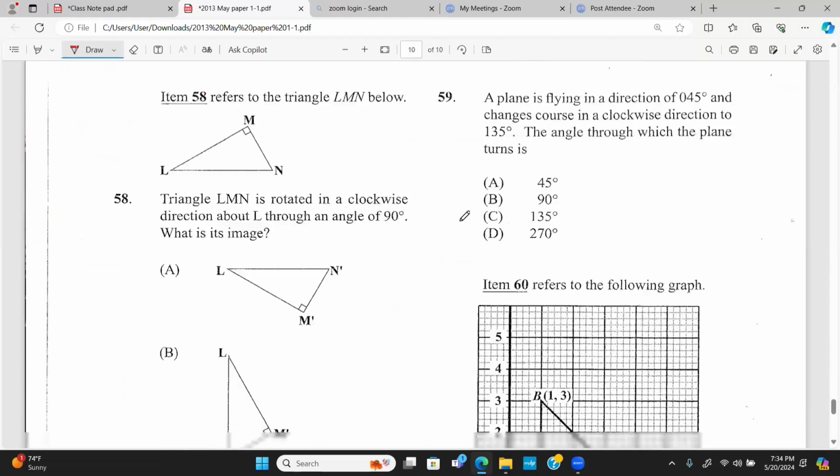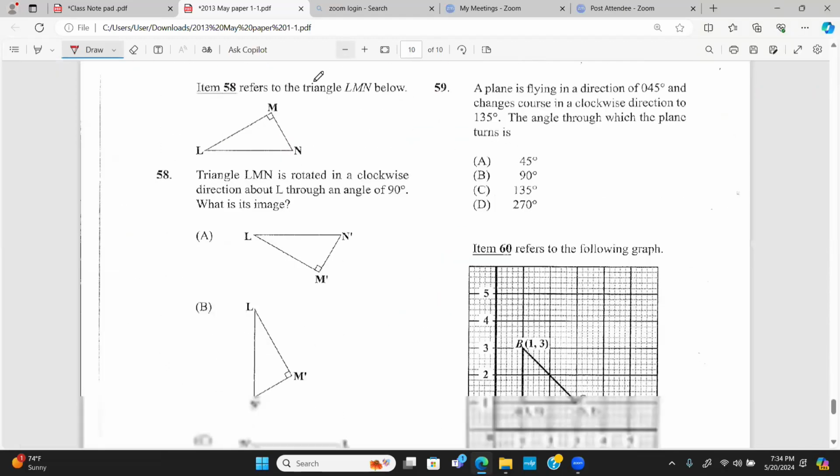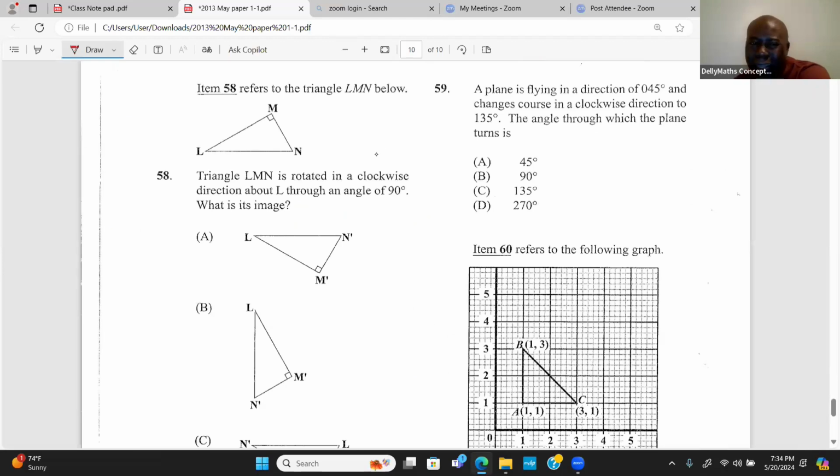All right, now they're going into transformation. I think I did this question the last time. This is a 2013 paper, and I did a 2005 paper with you, and this couple question has already come back because they normally come back. It says here triangle LMN is rotated in a clockwise direction, that means it's going to go this way, through 90 degrees.